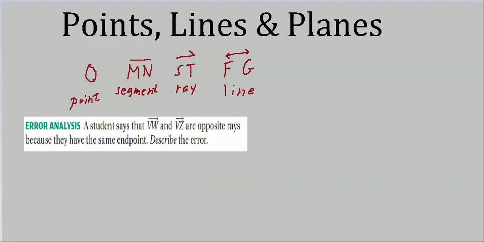Here we have the error analysis. The idea is somebody got something wrong. Not a student. More likely a journalist. Says that VW and VZ are opposite rays because they have the same endpoint. Well, suppose it was like this.